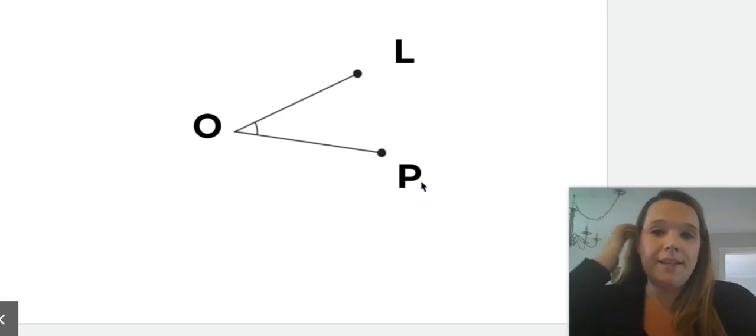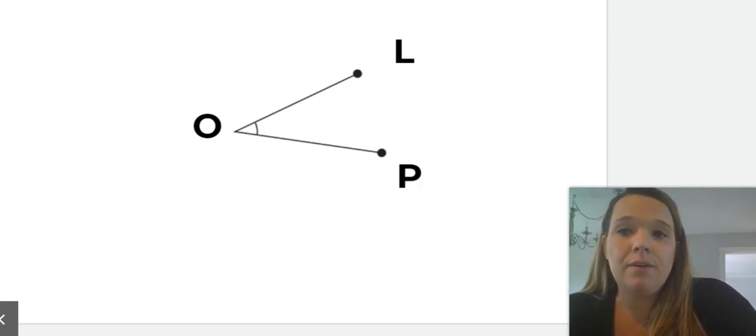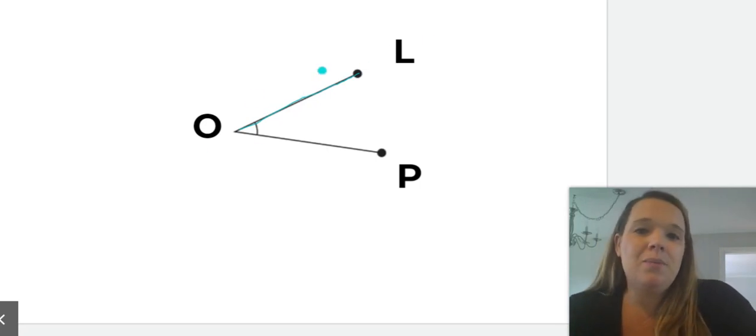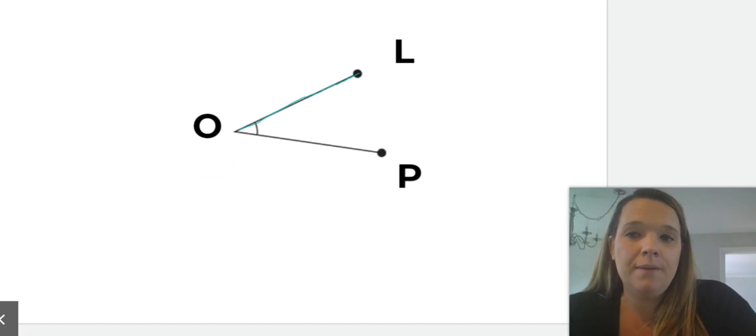And let's name the two line segments that make up this angle. So I'm going to change my pen color. One line segment, it's going to be a mess when I draw it, is going to be this one. And when we name a line segment, we start with an endpoint, but they're both endpoints. So this could be segment OL or LO. Either is fine.